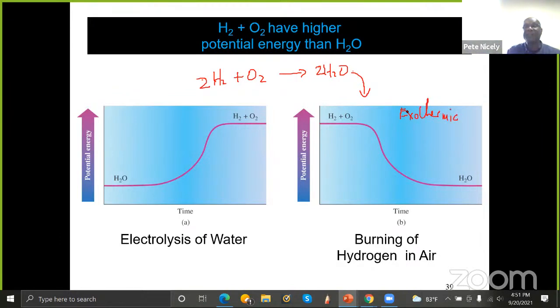All right. Now, if you look at the reverse reaction going the other way, then the corresponding diagram would be this diagram right here. In this case, you're starting off with the water, which would have a lower energy, right? And it's converted to hydrogen and oxygen, which is of a higher energy, right? And that's what happens when you pass an electric current through water. So this process here is endothermic. Let me write this down here, endothermic.